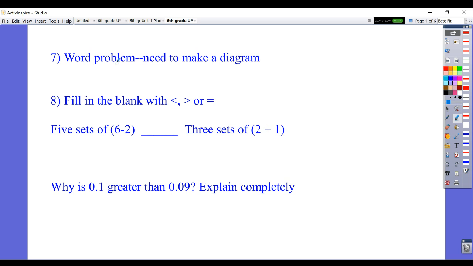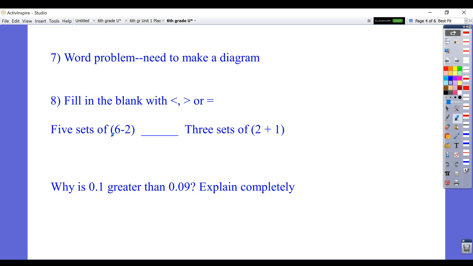All right. You will have a word problem on the test where you need to make a diagram. Might not be the same type of problem as the quiz review, but that will be on there as well. And then we move on to this type. Fill in the blank with less than, greater than, or equal to.